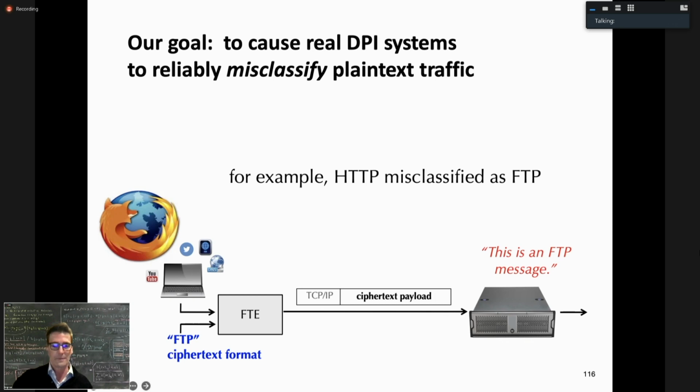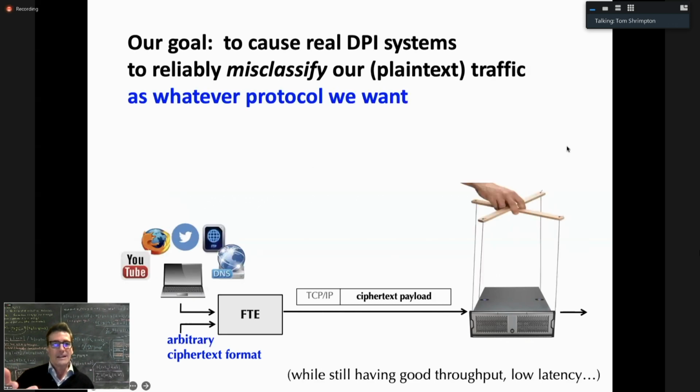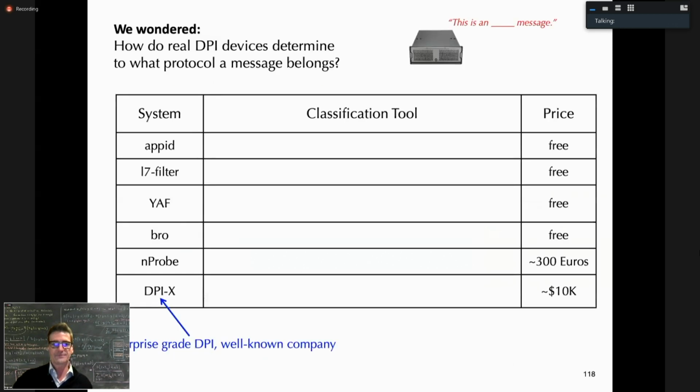This is a goal, right? We want to be able to basically say anything that we want. So in particular, we want to be able to misclassify our plain text traffic as whatever protocol we want. We want to make this DPI box dance to whatever tune we decide. And of course, we want to be able to do it with good throughput so that you can actually watch streaming videos and whatnot, with low latency, all that kind of stuff.